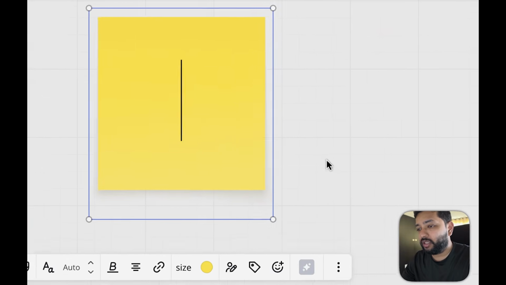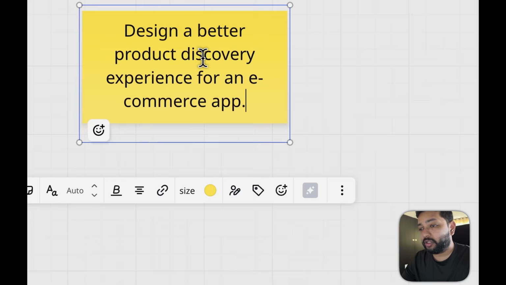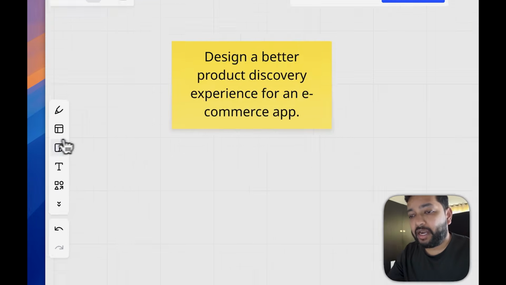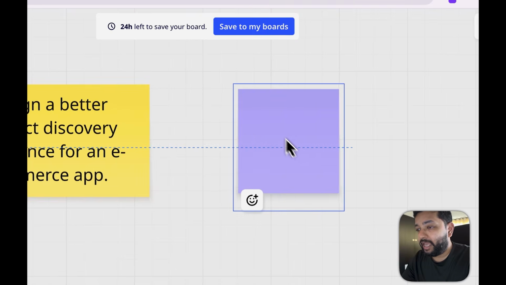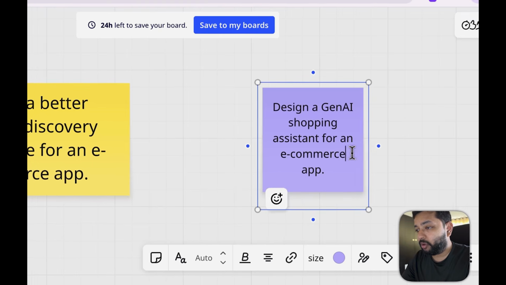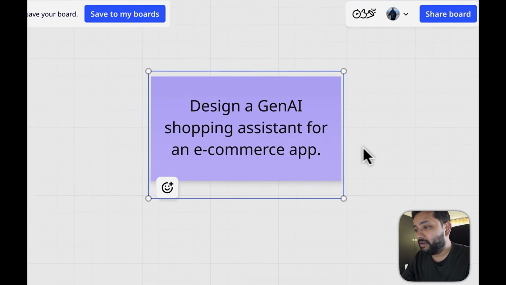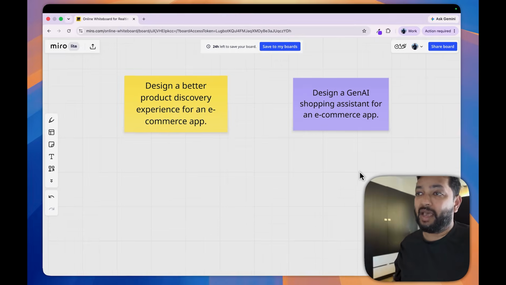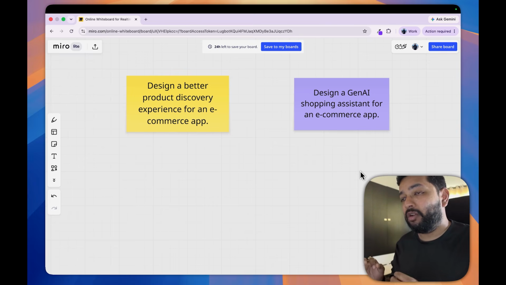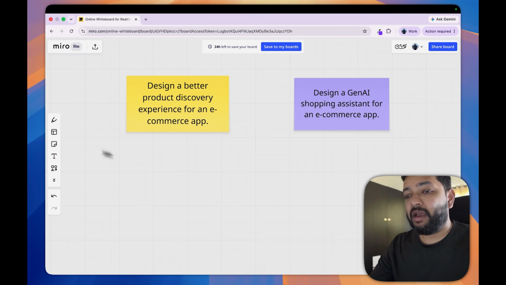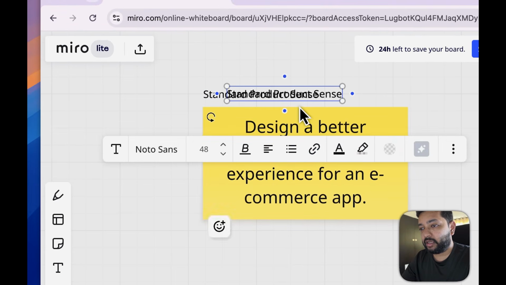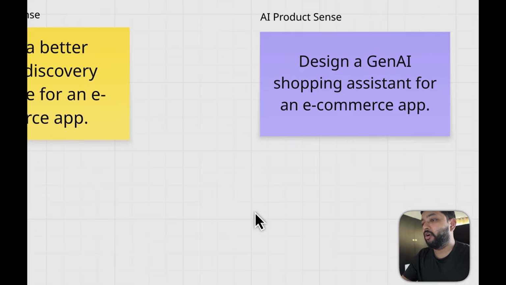There's one in yellow. This is your standard product sense question. The question is to design a better product discovery experience for an e-commerce application. And right next to it, I'm going to add another sticky note, which is going to be my AI product sense question. And I'm going to put the question out here as well. So the question is very simple. This is design a Gen AI shopping assistant for an e-commerce application, right? So two questions: design a better product discovery experience for an e-commerce app. This is my standard product sense question. And then this is the AI product sense question.